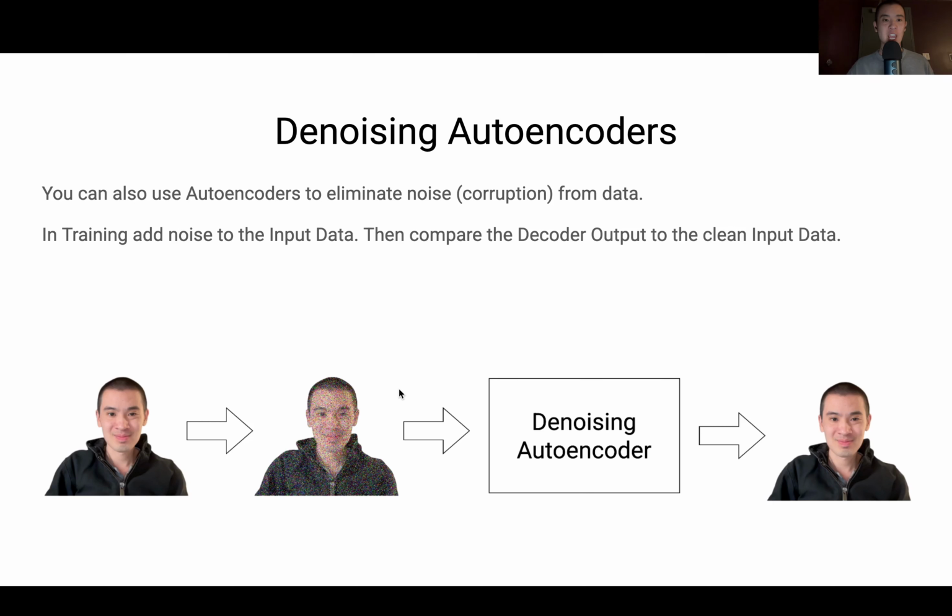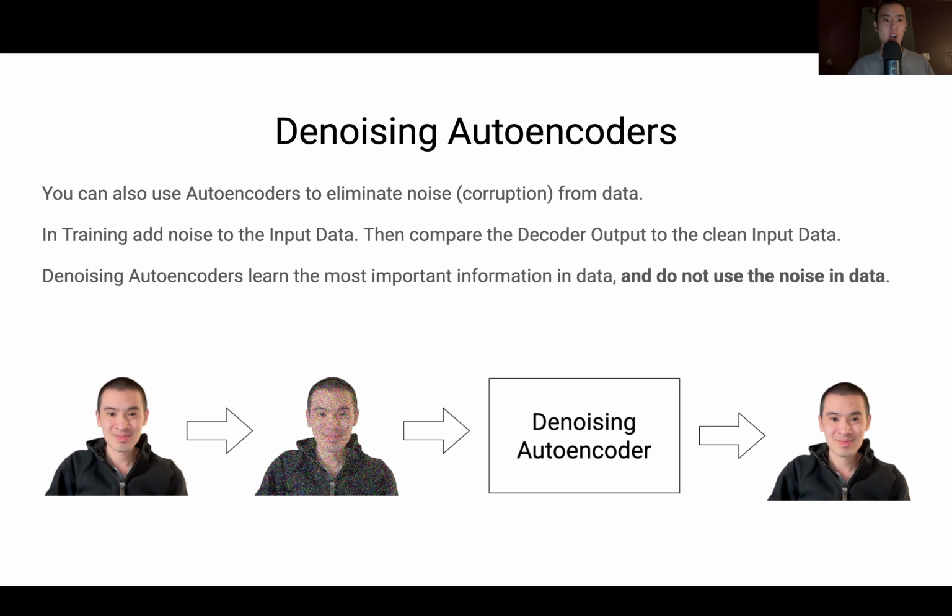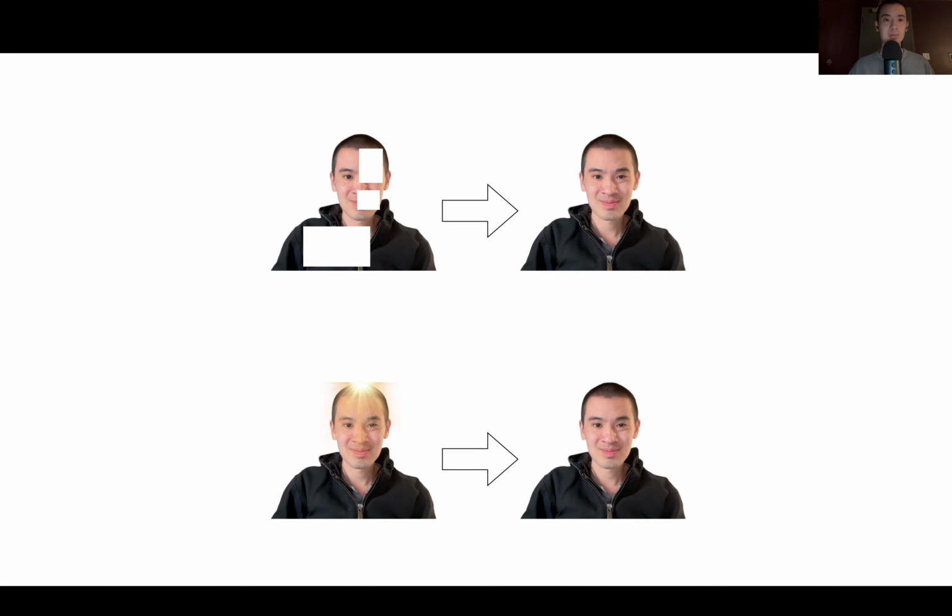In training, add noise to the input data, then compare the decoder output to the clean input data. So these are almost the same or are the same. So our denoising autoencoder has done a really good job of removing the noise or corruption. Denoising autoencoders learn the most important information in data and do not use the noise in data.